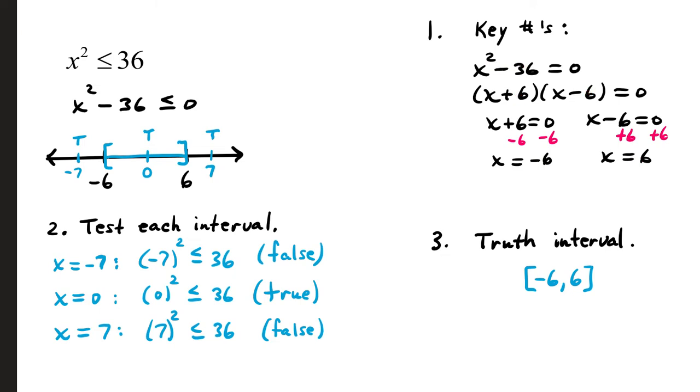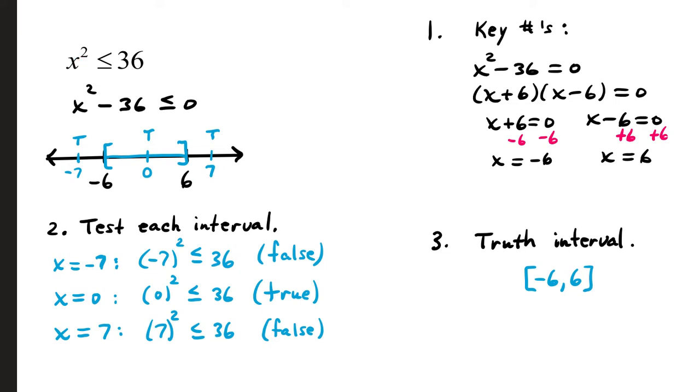That can be factored as a difference of 2 squares. On your number line, sketch a number line, mark off your key numbers of negative 6 and positive 6, and then we're going to pick test numbers in all 3 intervals, and we'll test them out in the problem. Negative 7 is in this first interval. That'll work for a test number.